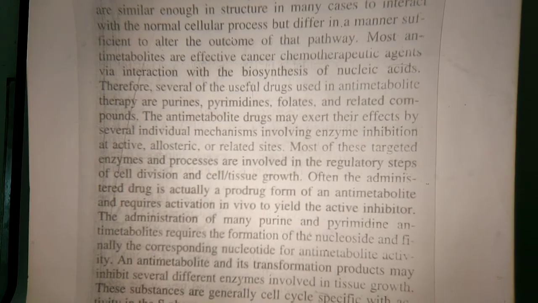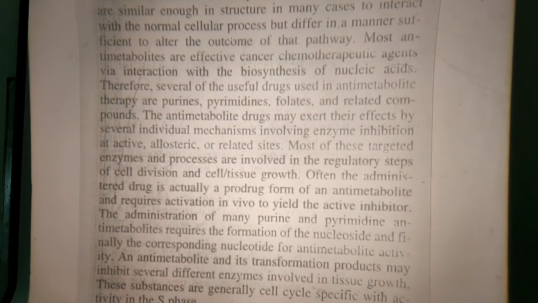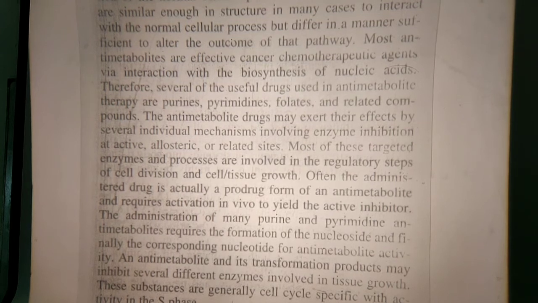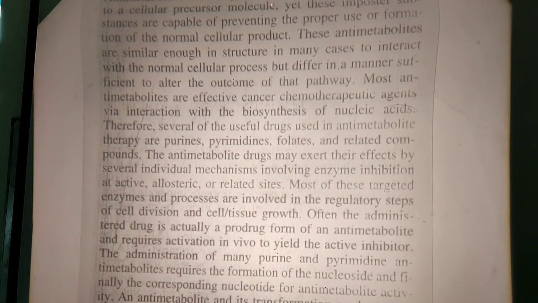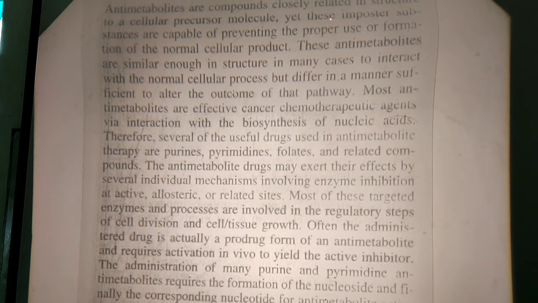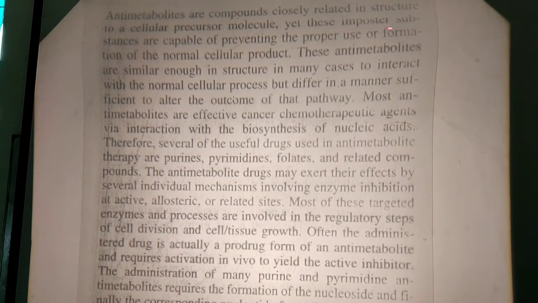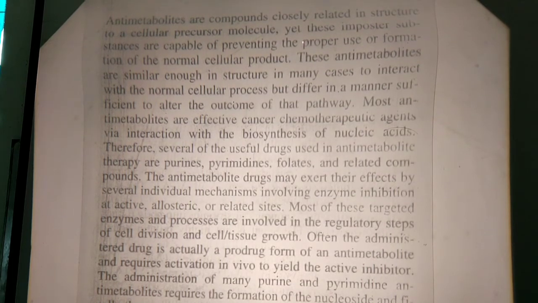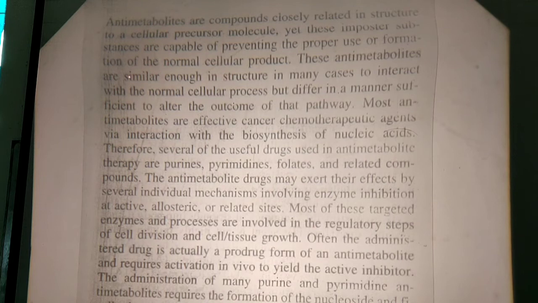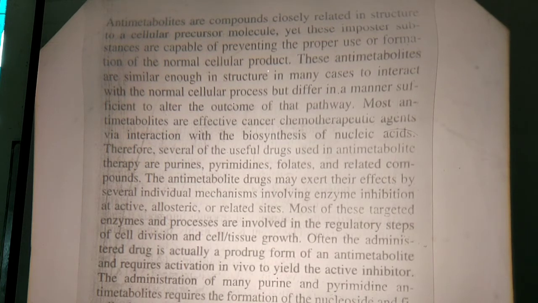Before starting it, I would like to give you the overview of antimetabolites. How do these work? It is as follows. Antimetabolites are compounds closely related in structure to cellular precursor molecules, yet these impostor substances are capable of preventing the proper formation of the normal cellular product.